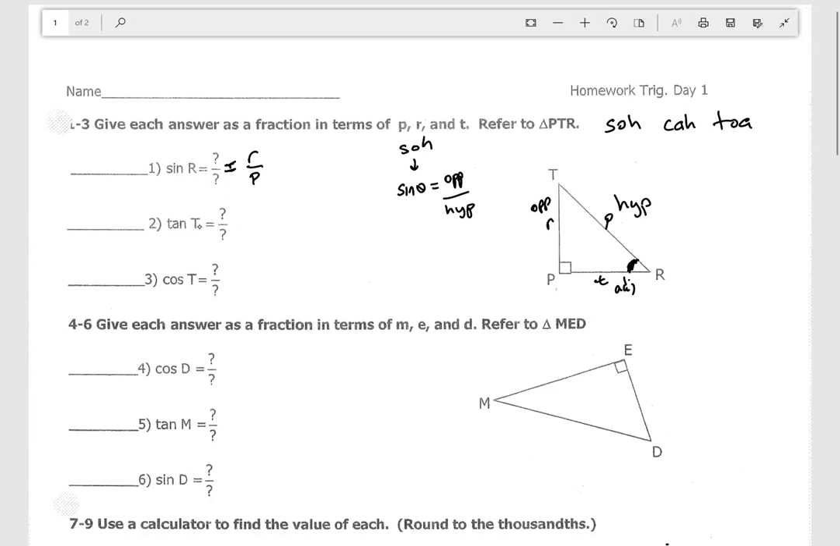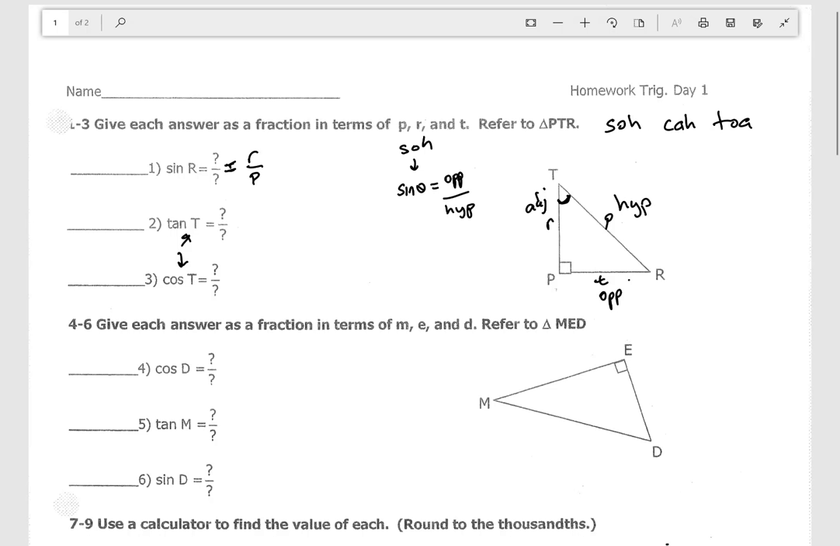Now the 2 and 3, they're moving to a different angle. They're moving to tangent and cosine of the angle T. So no longer am I doing R. I can erase adjacent and hypotenuse because that's going to change. I'm at angle T now. Angle T touches the hypotenuse, but it also touches this side over here. Because it touches that side, that's the adjacent side. And across or opposite the angle is the opposite side.